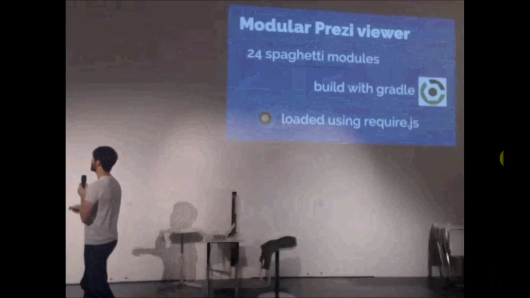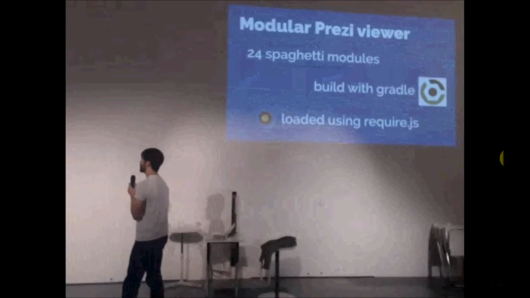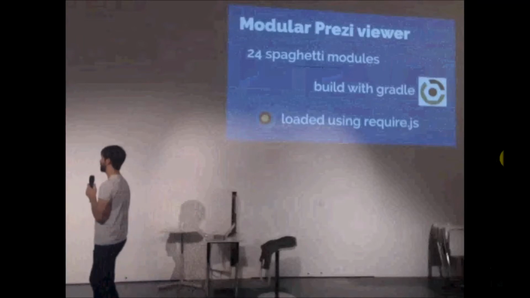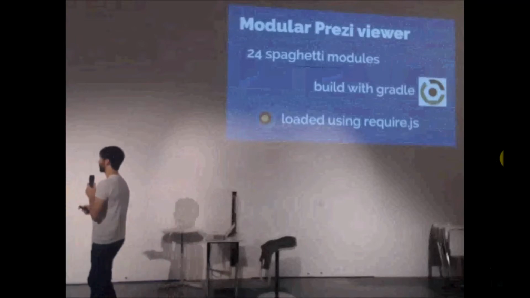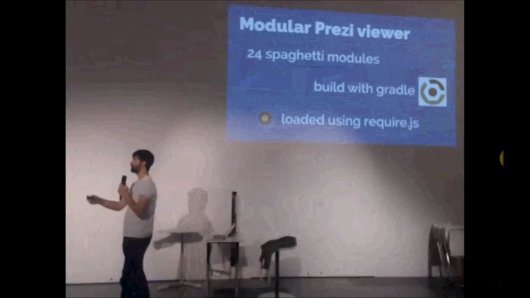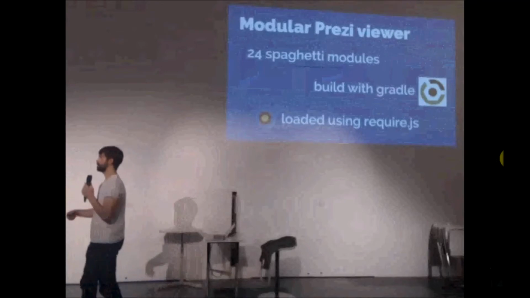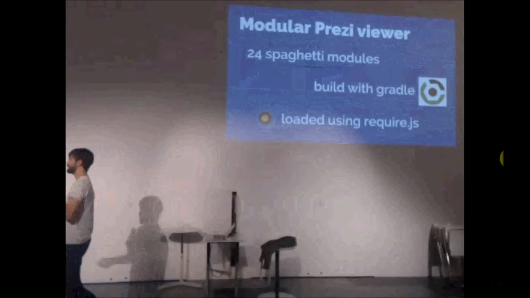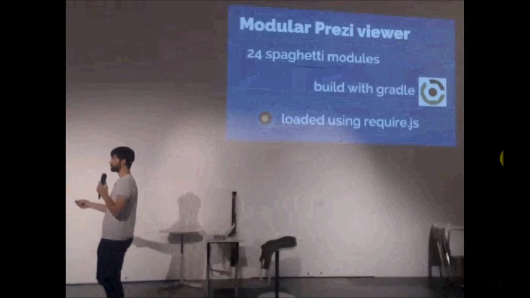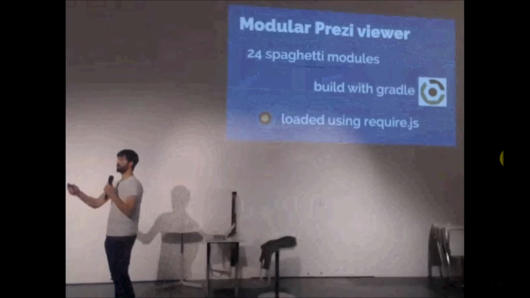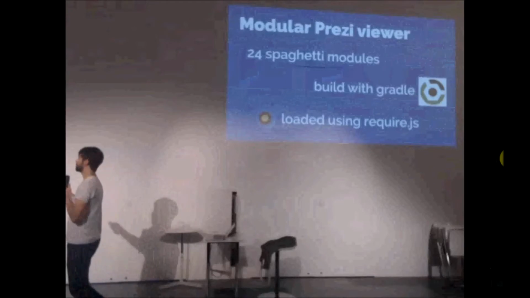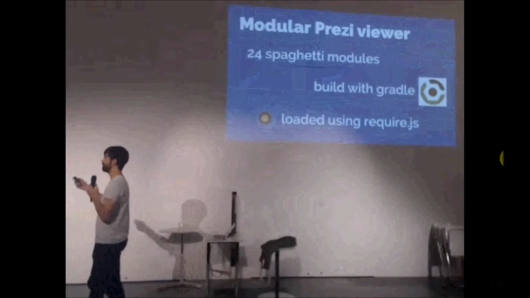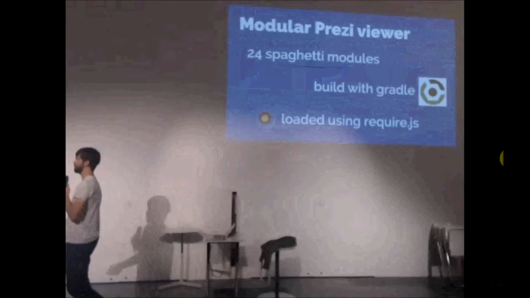So now we have this Prezi viewer. It's using 24 Spaghetti modules right now. It's built together with Gradle and loaded using require.js. So each team who's working on a different module will be built differently on Jenkins, uploaded to the CDN, and then they will even be separate on the CDN. So if one team makes a change, the user's browser only has to download the new copy of that module and not the copy of the whole application.